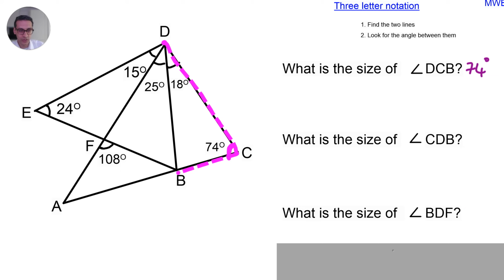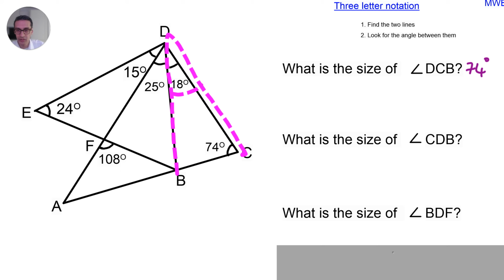Try the next 2 questions, and then I'm going to show you the answers. Pause the video if you need more time. Okay, so I'm going to work through the next few questions now. So angle CDB. I'm going to start at C. I'm going to go to D. And then I'm going to go to B. So I can see the angle I want is 18 degrees. So I'm just going to write that, 18 degrees. I hope you got that as your answer.